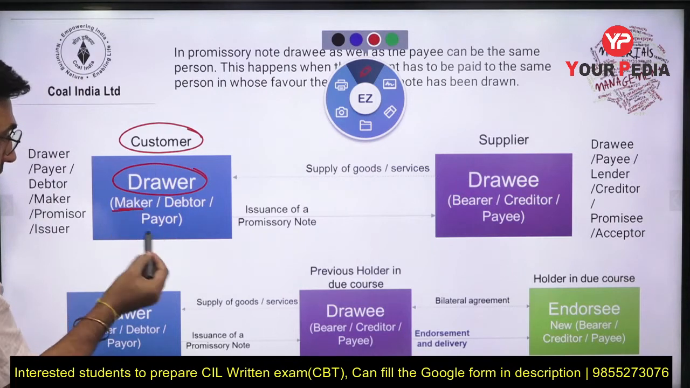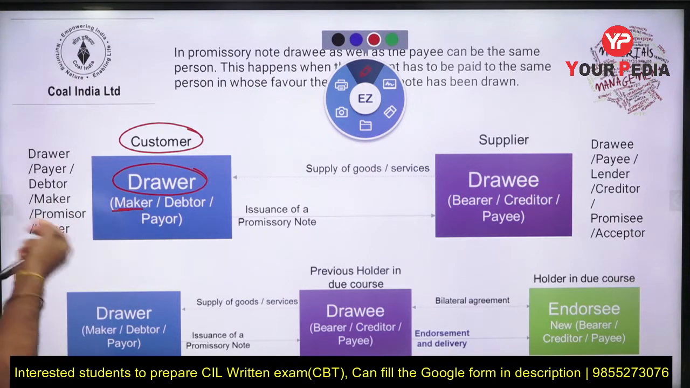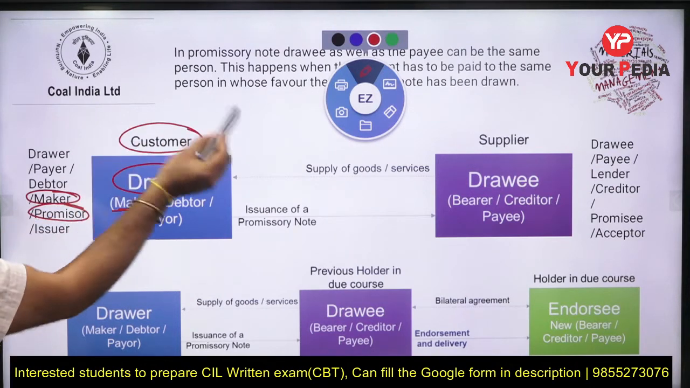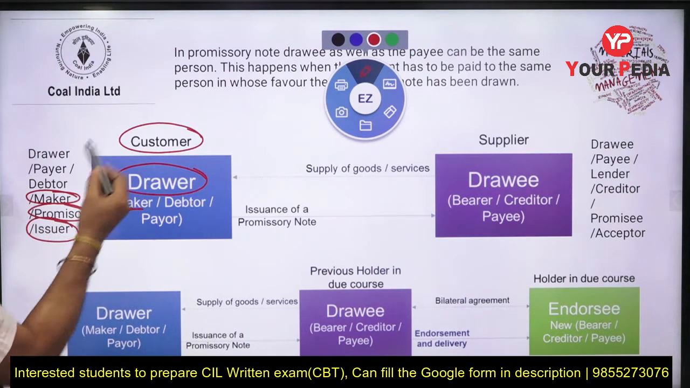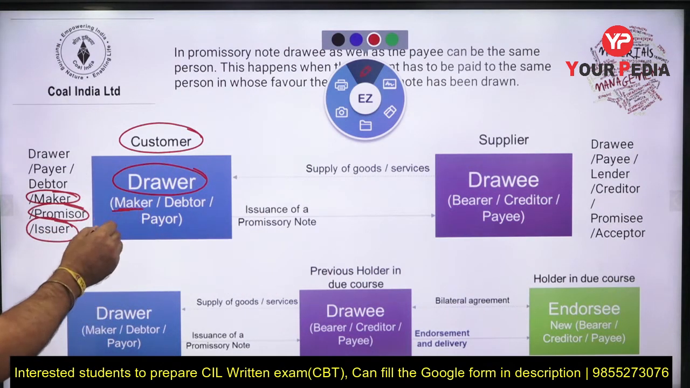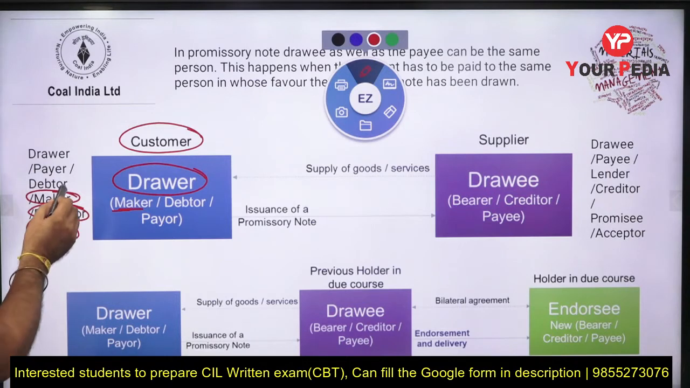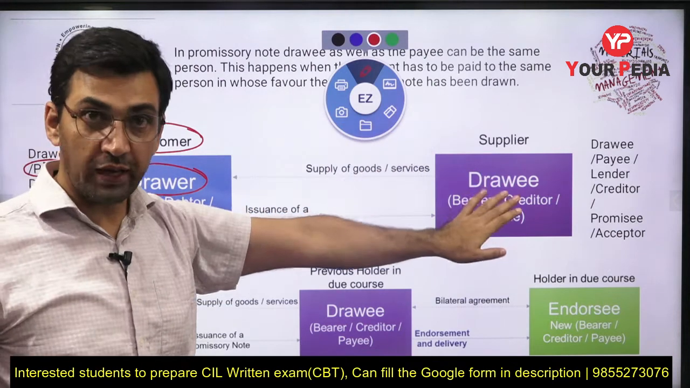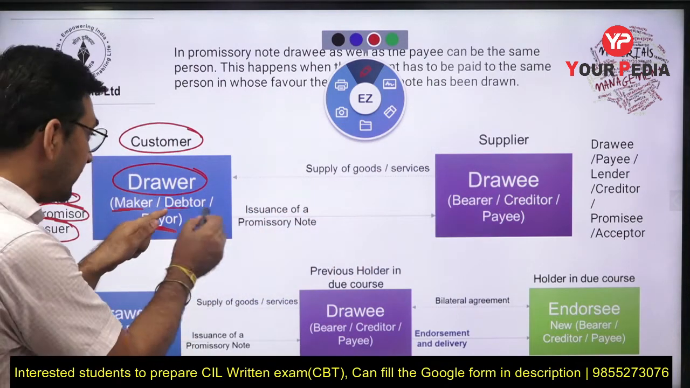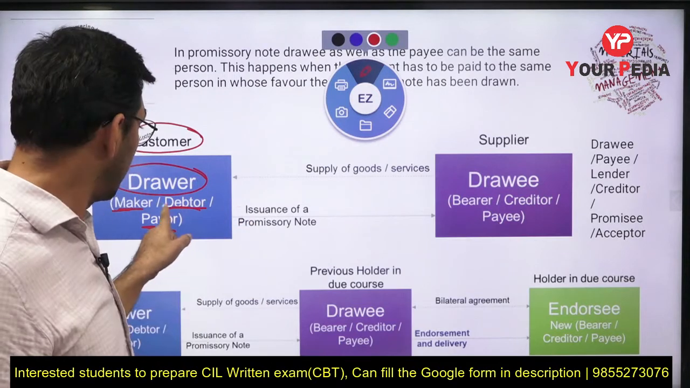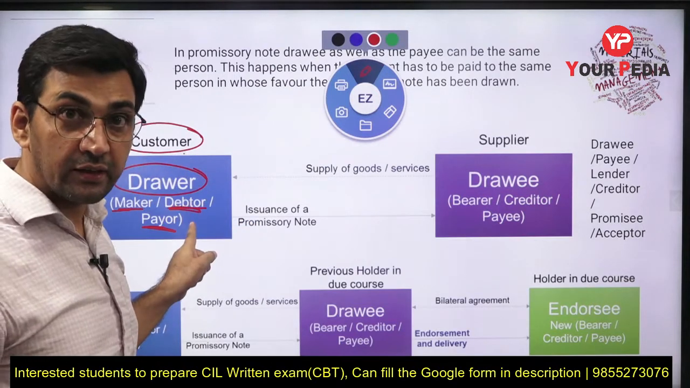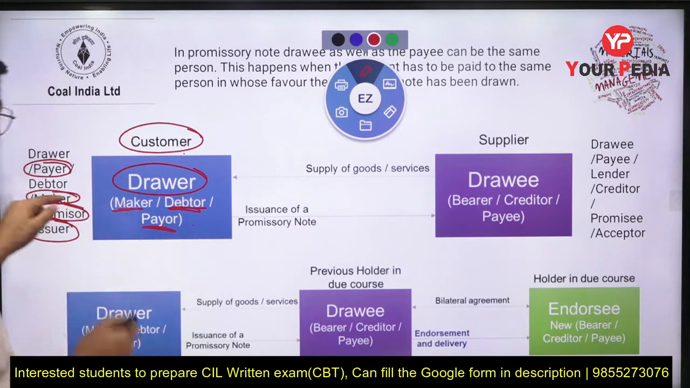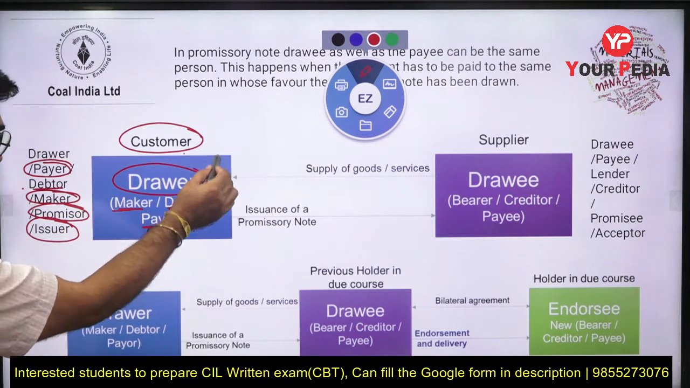So he is a maker. He is a payer. Why payer? First, he is maker and promisor because he is promising to pay. He is issuer because he is issuing this particular note. Now payer, why payer? Because the customer has to make the payment to the supplier. That is why payer. Debtor का मतलब क्या हुआ? उधार लिया है इसने, तो कस्टमर क्या है? डेटर है क्योंकि उसने उधार लिया है, right? So that is why debtor. So all these terms you can associate over here.